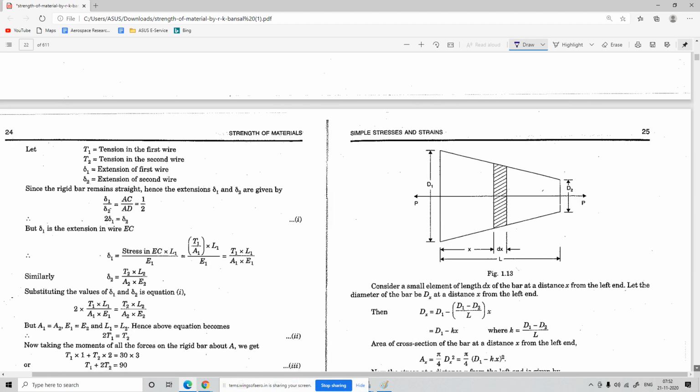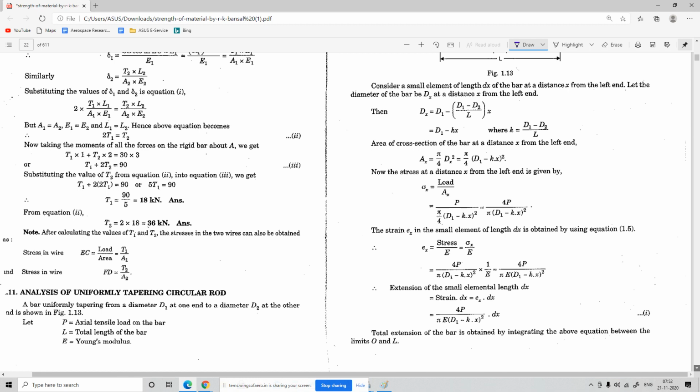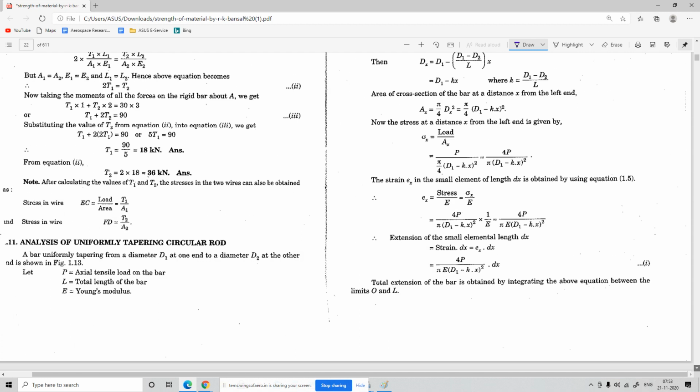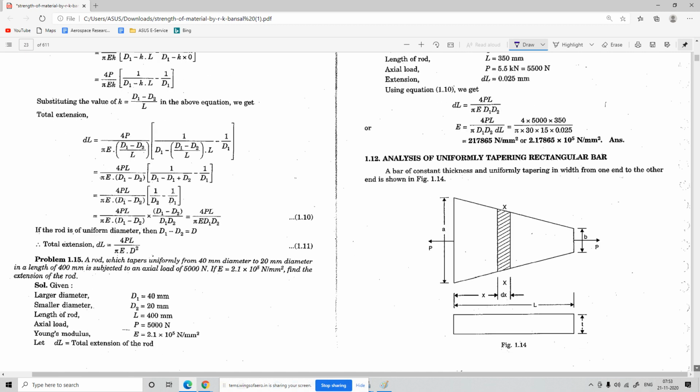Okay. Next we will have small problems they ask us based on the analysis of a uniformly tapered circular rod. Okay. So there is some tapered circular rod. This particular end has diameter D1, the other has D2. Total length is L. On both sides we have a tensile load, that is P. They have shown it. You only need to remember the final expression, no need to remember the derivation.